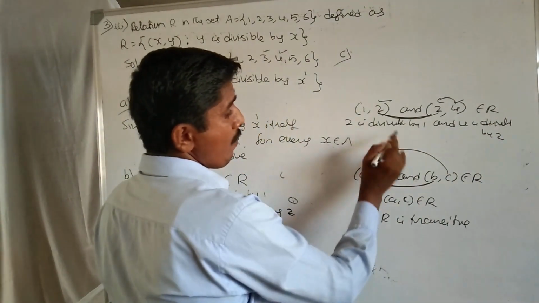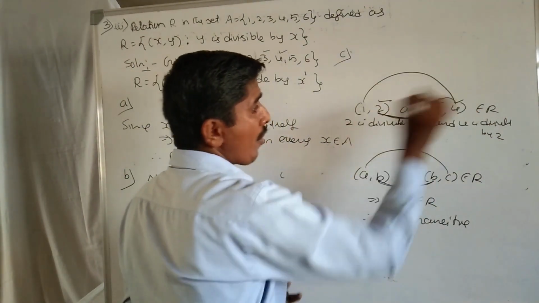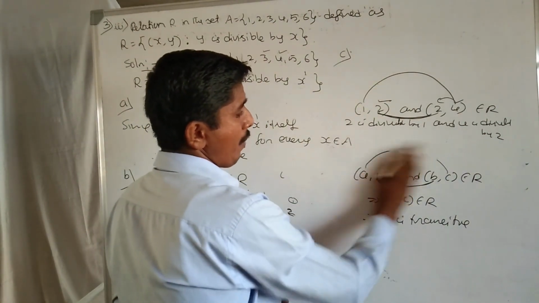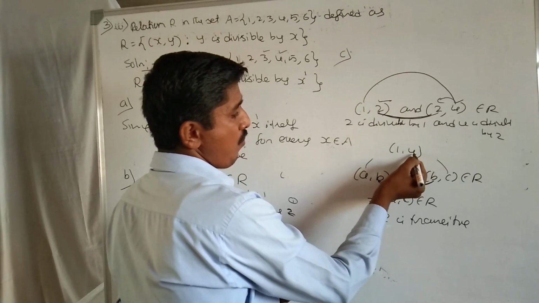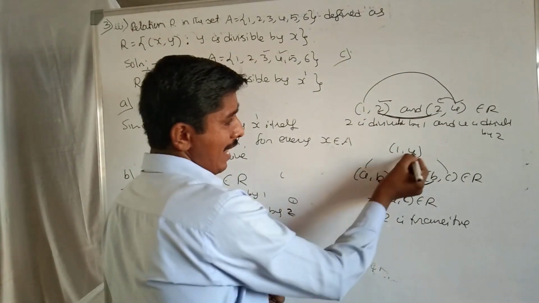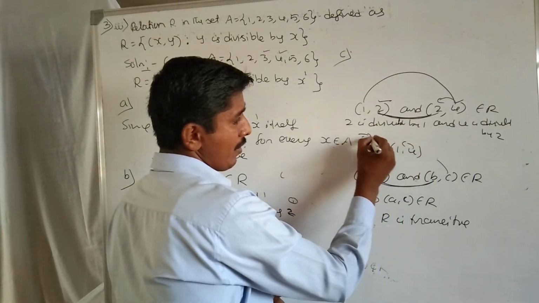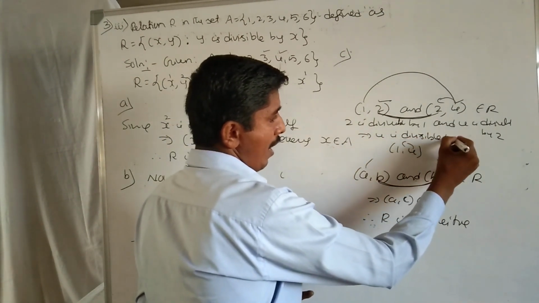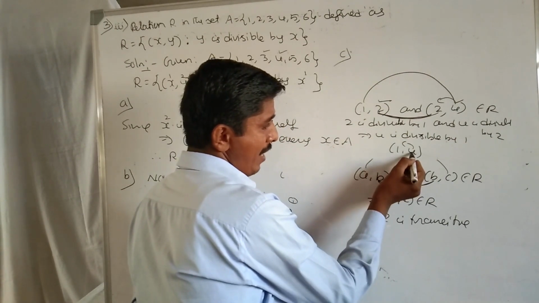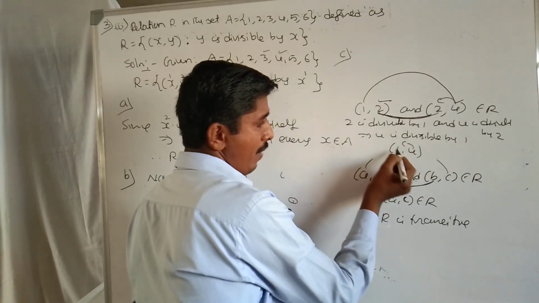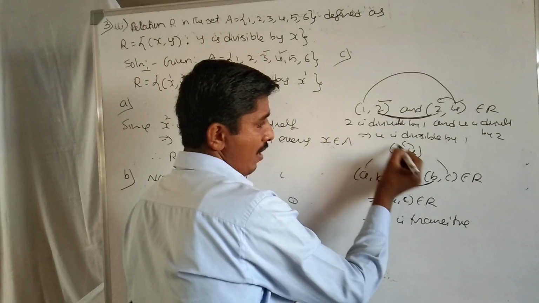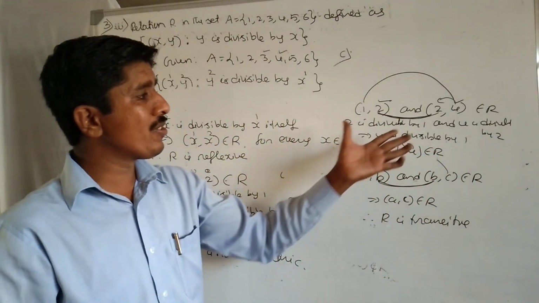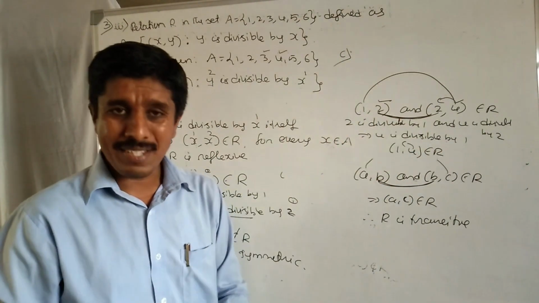Correct. For it to be transitive, (1, 4) must belong to R. What about (1, 4)? Is 4 divisible by 1? Yes, clearly 4 is divisible by 1. Therefore (1, 4) belongs to the relation, so it is transitive. You take any element, and clearly the transitive condition is satisfied.